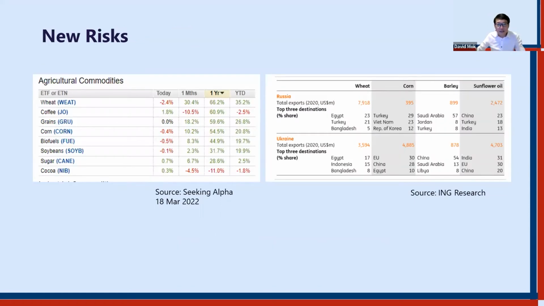Okay, so, sorry, I forgot to tell this. On the right-hand side, you see I explained to you the export of Russia to Egypt, Turkey, Bangladesh, and so on. Look at Ukraine. It exports to Indonesia 15% of its wheat. So 15% of Ukraine's wheat goes to Indonesia. Very interesting, right? So that's one thing we need to watch. In other words, Asia is very dependent on exports from Ukraine. If it stops, can you imagine the price squeeze that we feel in Asia?